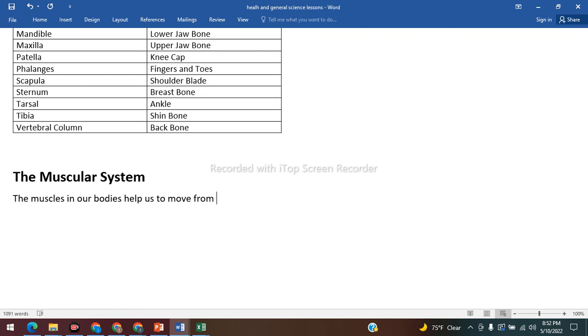What else are the muscles used for? Breathing, it's used for what? Help the heart to beat, help you warm up. How about what else?